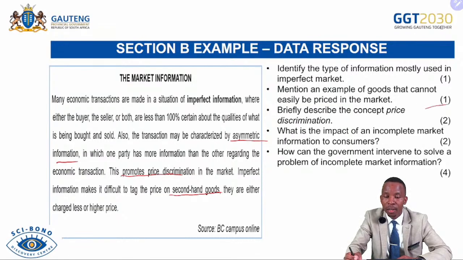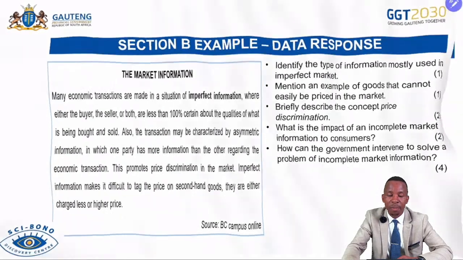And then from there, you will never discover any answer from the given extract. Briefly describe the concept price discrimination. What is the impact of an incomplete market information to consumers? How can the government intervene to resolve a problem of incomplete information within the economy? That is for 4 marks. Then all in all, you get 10 marks.